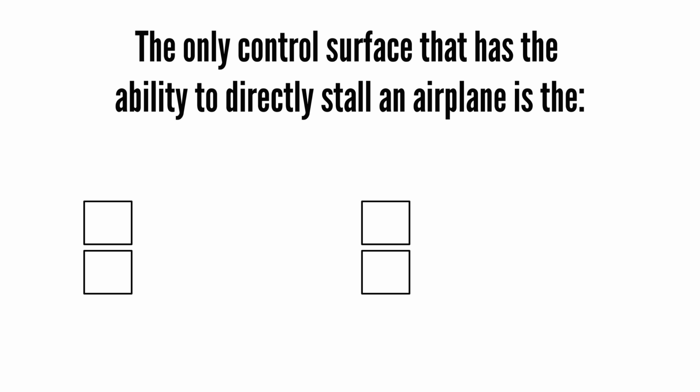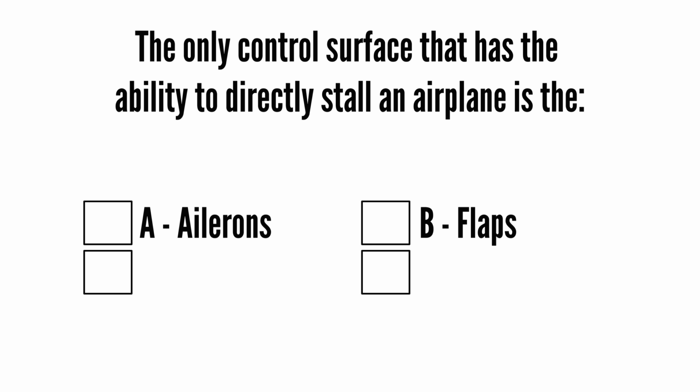Actually, no. Let's do a quick quiz and see who gets it right. The only control surface that has the ability to directly stall an airplane is the A. ailerons, B. flaps, C. elevator, or D. rudder. Only one of these is correct. Take a moment to think about it and I'll confirm the answer shortly.